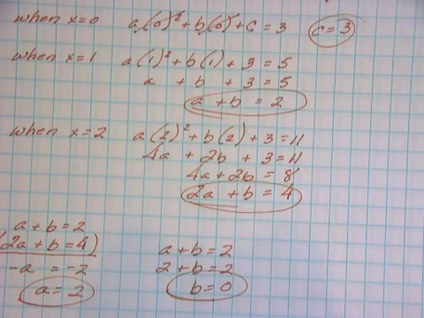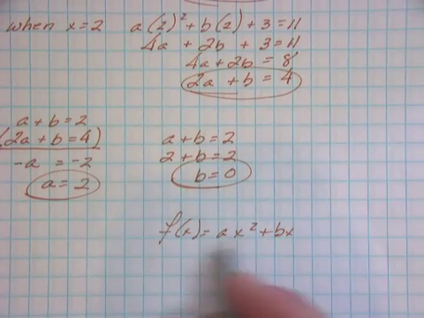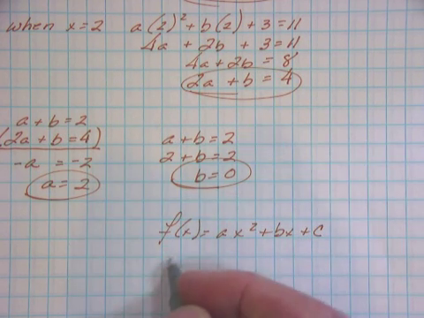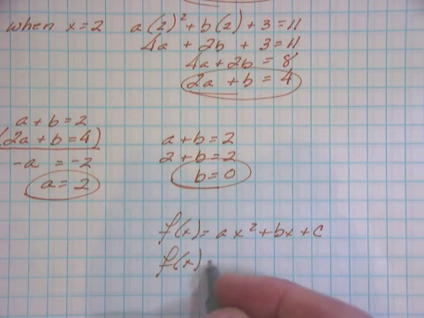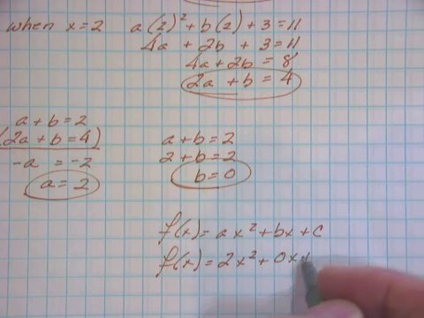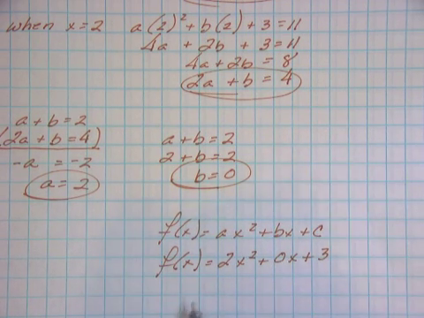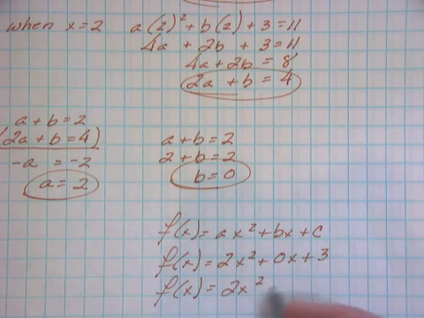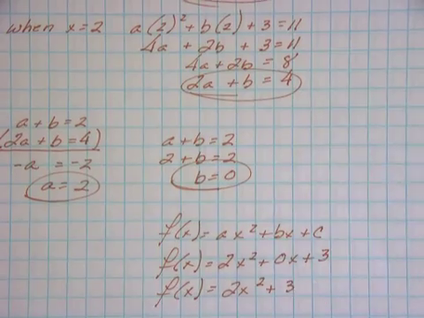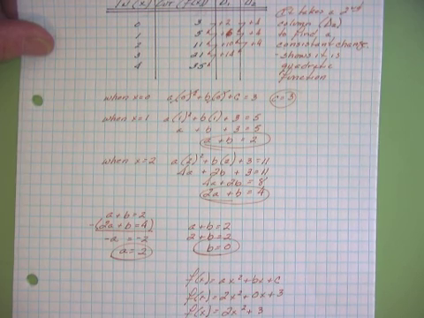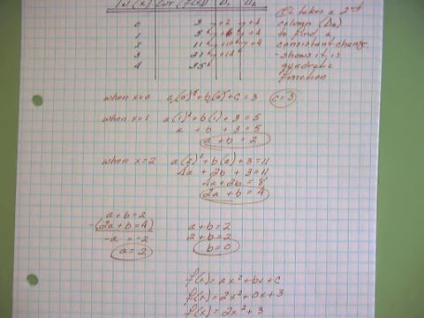Okay, so I have an A, I have a B, and I have a C. And I can write f of x equals ax squared plus bx. You can't see that. F of x equals ax squared plus bx plus c, and now I can put those number values in. F of x equals 2x squared plus 0x plus 3. Now obviously, take out the 0x and you have f of x equals 2x squared plus 3. All right?